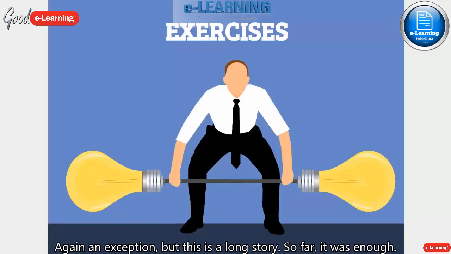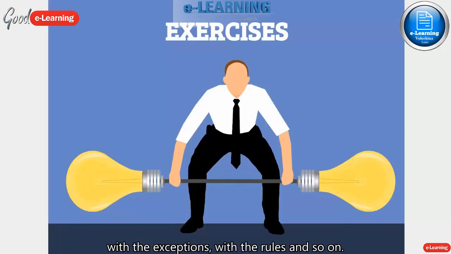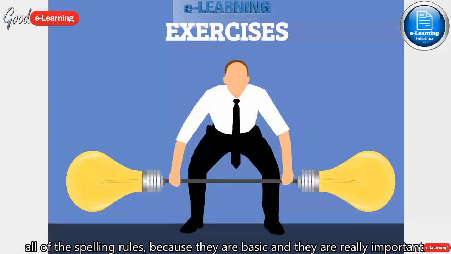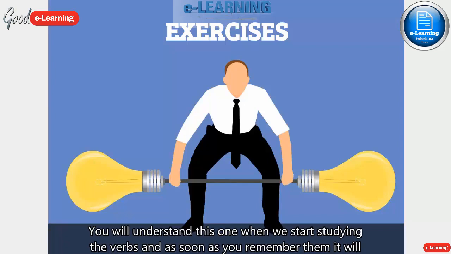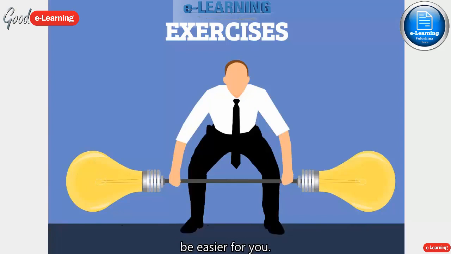Yet, so far it was enough with the exceptions, with the rules and so on. Please watch it again if you need. Write down all of the spelling rules because they are basic and they are really important. You will understand this one when we start studying the verbs, and as soon as you remember them, it will be easier for you. Just try to memorize everything now, then it will be really easy.